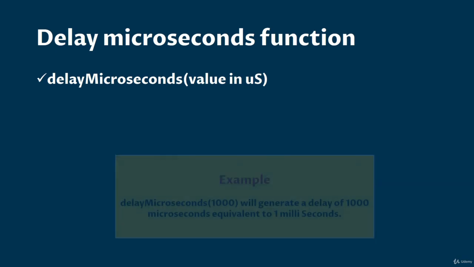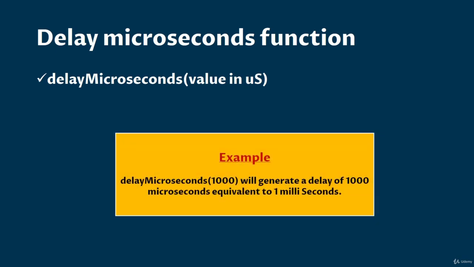Suppose we want to generate 1 millisecond of delay, then you can use this function in this way. delayMicroseconds, M is in capital, within bracket 1000. It will generate a delay of 1000 microseconds, and that is equivalent to 1 millisecond. This is how delayMicroseconds works.